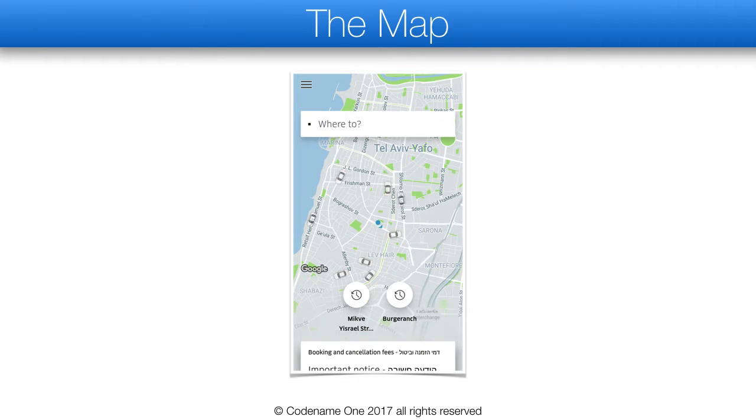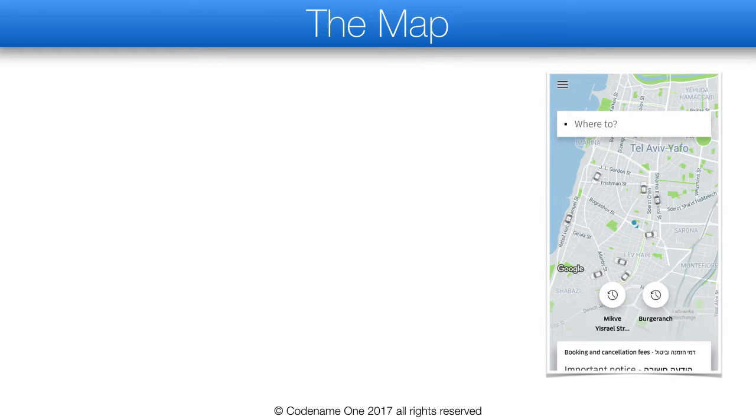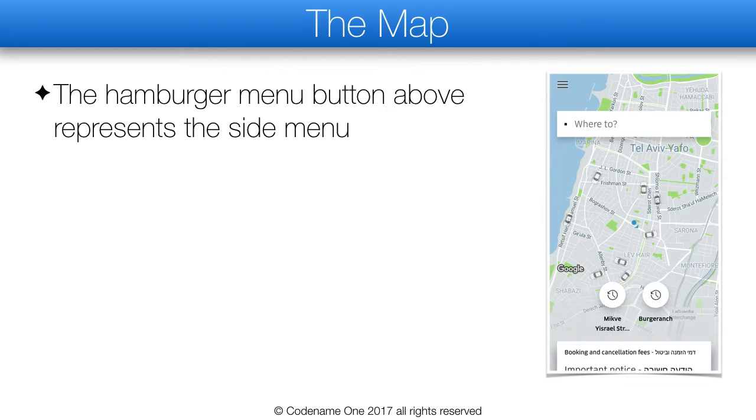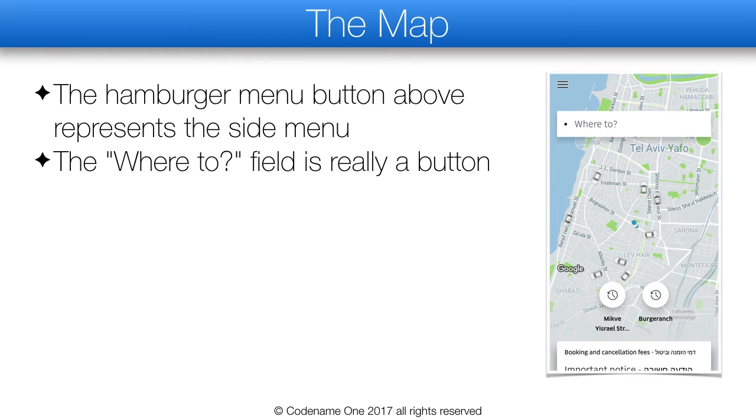Before we proceed, I'd like to highlight some subtle things in this screenshot and discuss what we will and will not do. I won't do the side menu right now, but I will do it soon. The Where To field is really a button that leads to a different UI. This UI is overlaid on top of the map, so it is a part of this form.